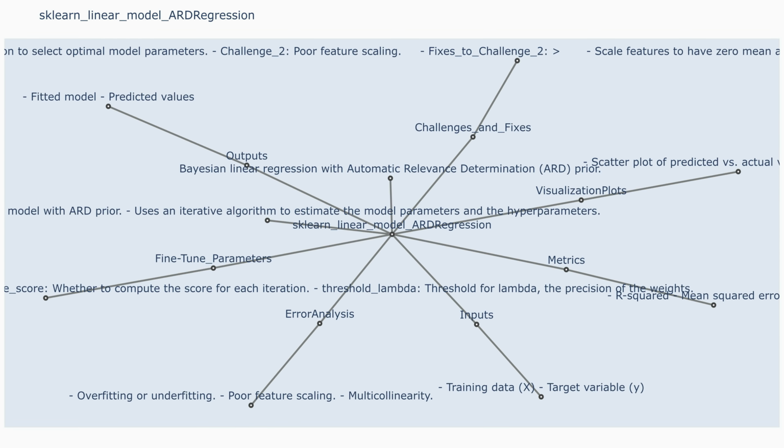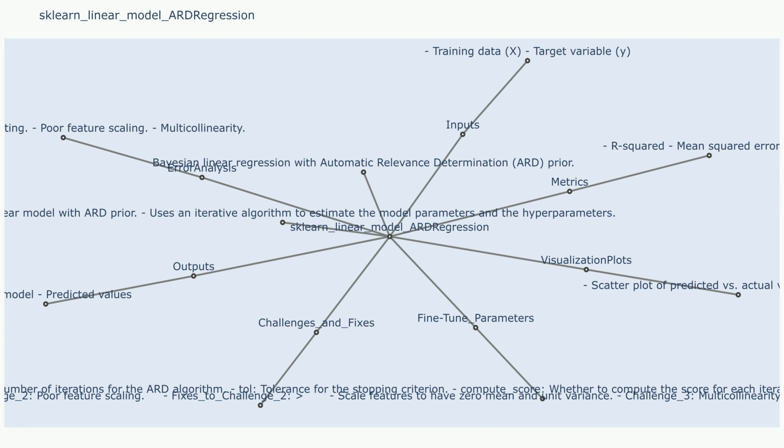sklearn, linear model, ARDRegression. Description. ARDRegression implements a Bayesian linear regression with automatic relevance determination, ARD. It is designed to handle high-dimensional data and automatically identify irrelevant features.